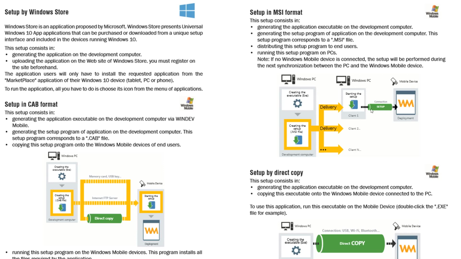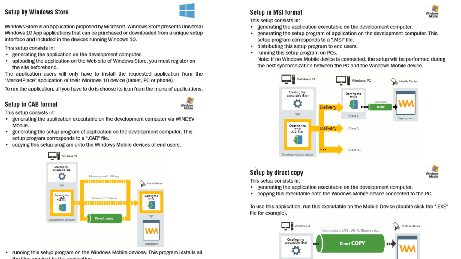Deployment is by connecting from the Windows PC to the mobile device. You can connect, and here the deployment will take place on the mobile device. You see here what happens: direct copy to the mobile device. Starting the setup, there is the Windows PC. From the Windows PC you can deploy your application and run it on the mobile device. So you can see the setup connection is available.